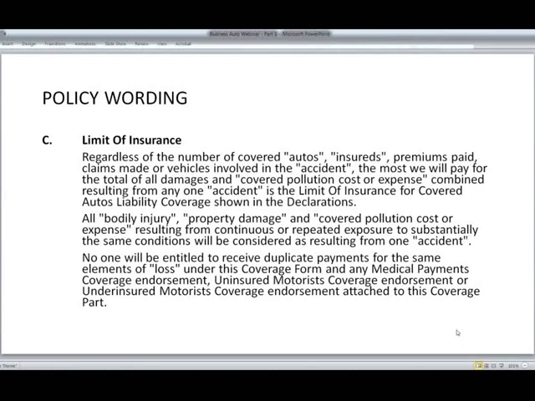Clearly in the areas that the motor carriers deal with, where we have tractor trailers, you have a tractor that's a covered auto in the policy, you have a trailer that's a covered auto in the policy, and they do damage to someone. That is one accident. Even though you have two covered autos, you only have one accident, and so one limit applies to that.